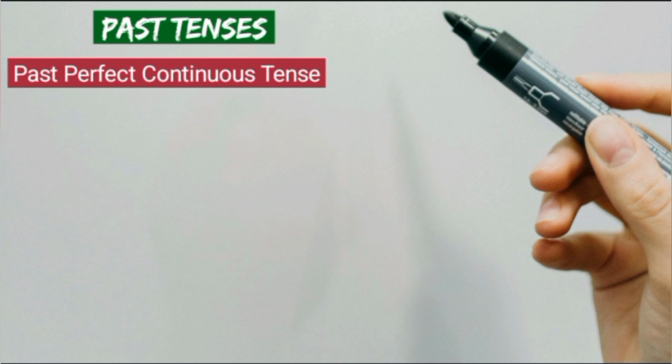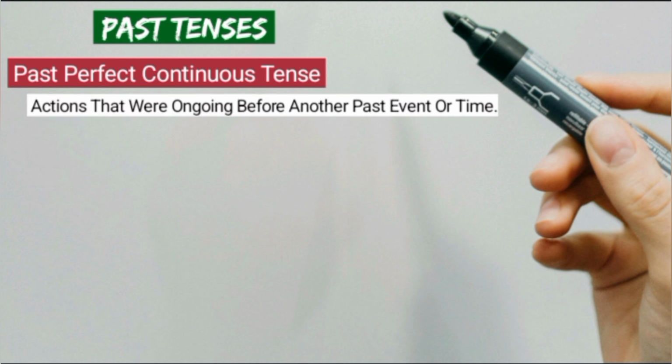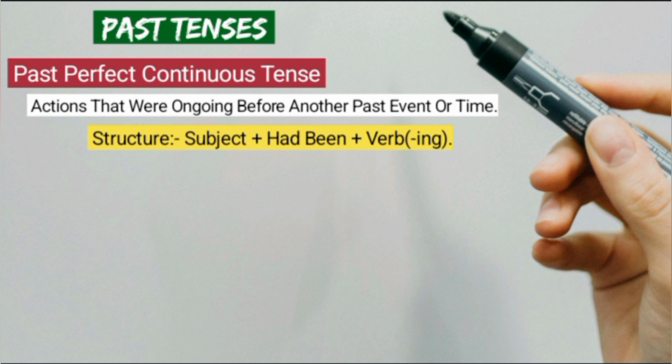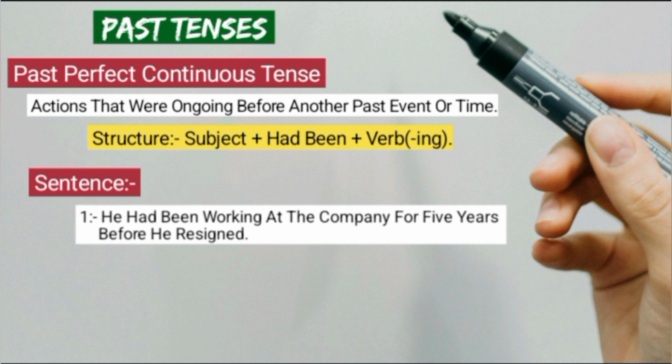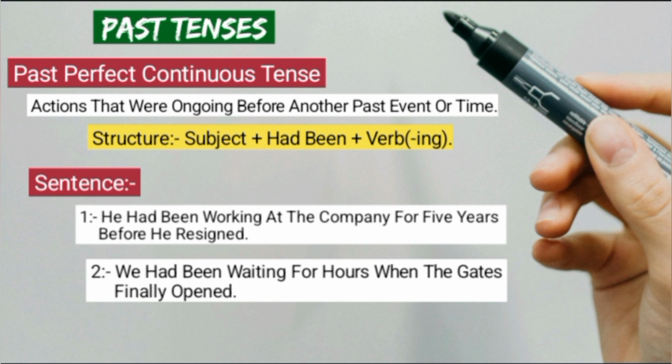Number 4 is past perfect continuous tense. Past perfect continuous tense is used for actions that were ongoing before another past event or time. The structure of past perfect continuous tense is again very simple: subject plus had been plus verb with ing. Just have a look at the sentence. He had been working at the company for 5 years before he resigned. We had been waiting for hours when the gates finally opened.